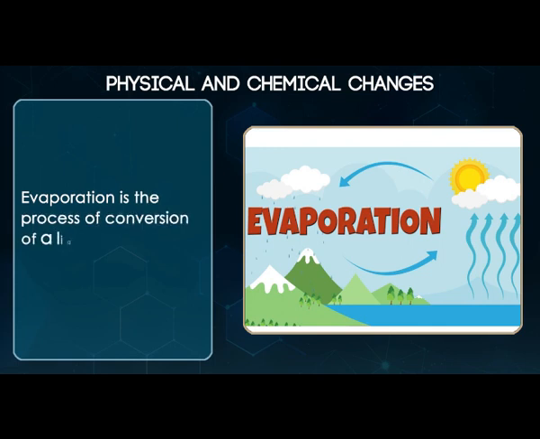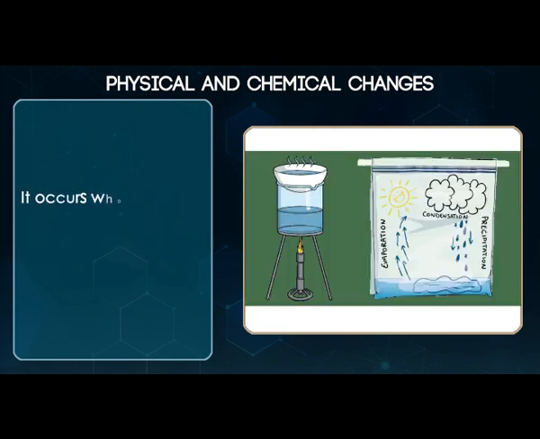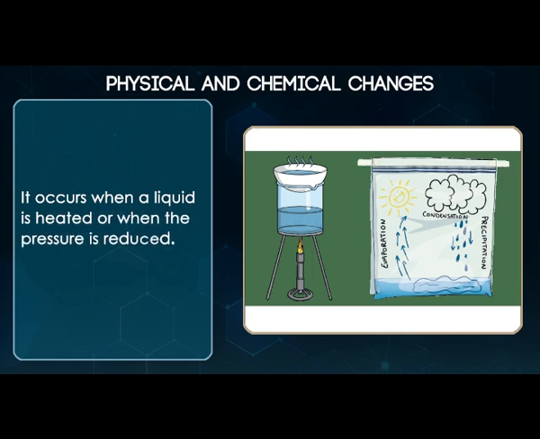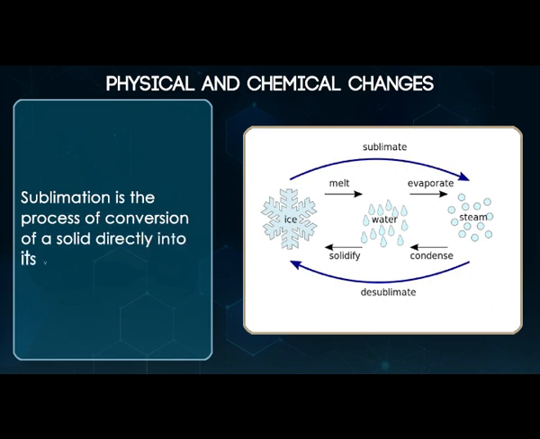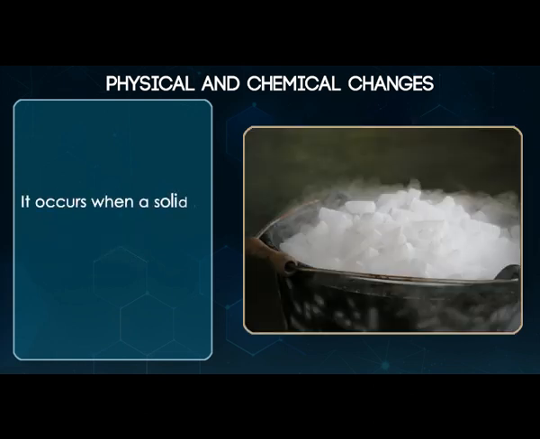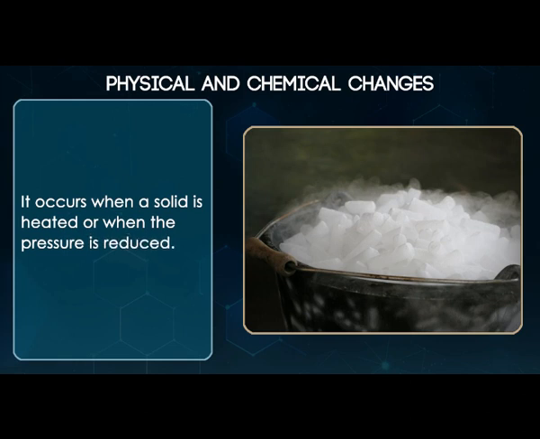Evaporation is the process of conversion of a liquid into its vapor state. It occurs when a liquid is heated or when the pressure is reduced. Sublimation is the process of conversion of a solid directly into its vapor state. It occurs when a solid is heated or when the pressure is reduced.